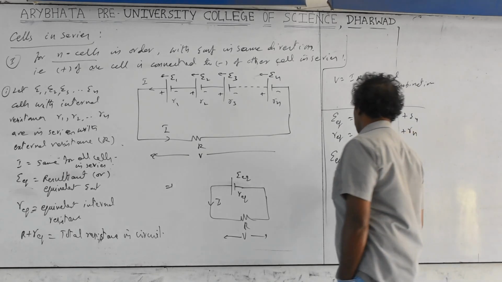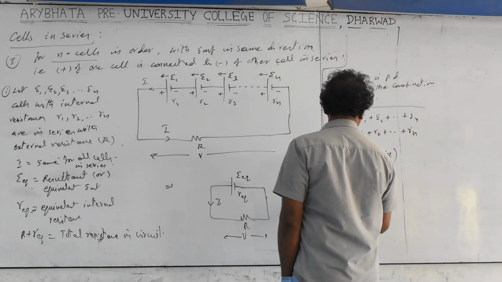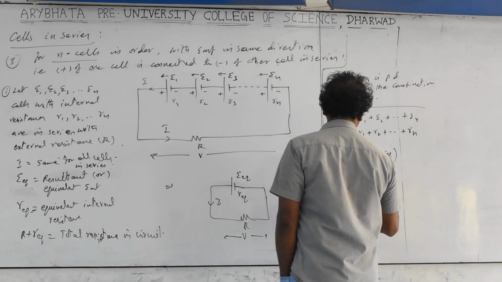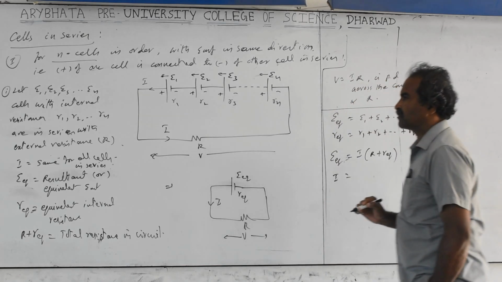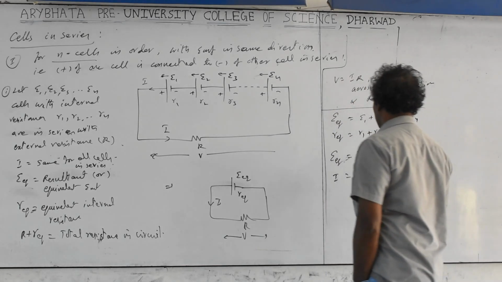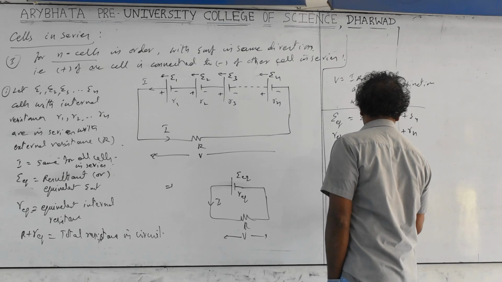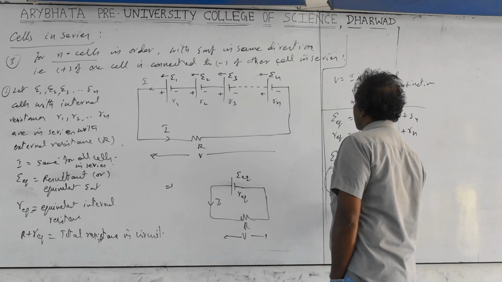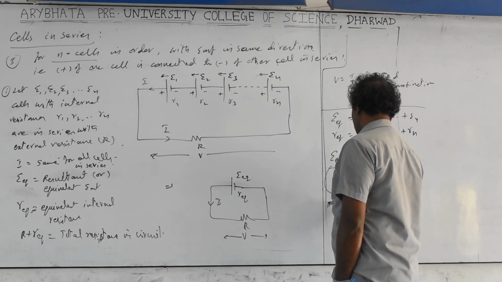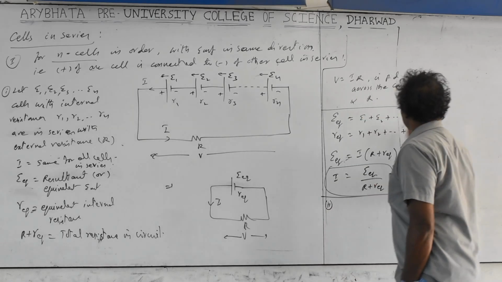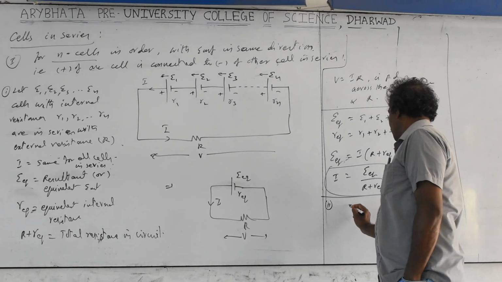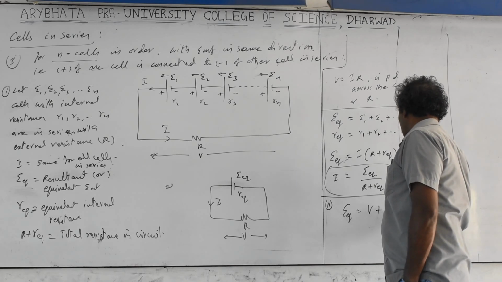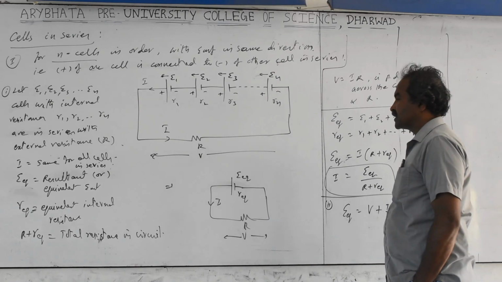This is the relation required for current. Generally, problems ask for the current: I equals E equivalent divided by R plus R equivalent. The relation between E and V is E equivalent equals V plus I into R equivalent.